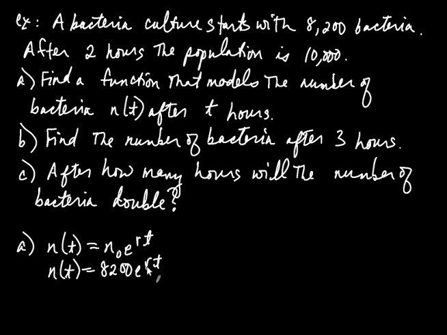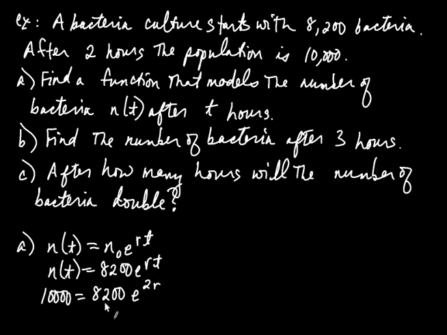Once we have this and that, we'll have a complete function because e is a constant and t is the independent variable. So r is some constant. It's the relative growth rate. And we're going to find that using the other information we're given, which is that after 2 hours, the population is 10,000. That is the value of the population is 10,000 when t is 2. So let's write that in. 10,000 is equal to 8,200 e to the 2r, because the time is 2 and we're multiplying by r. Now we want to solve this equation for r, and then once we do that, we're going to substitute back here to have our function.